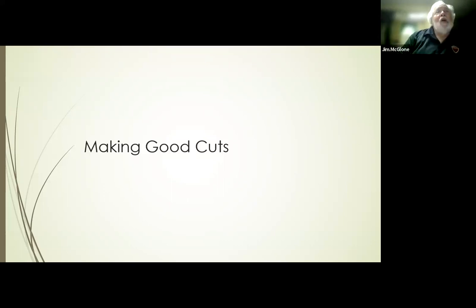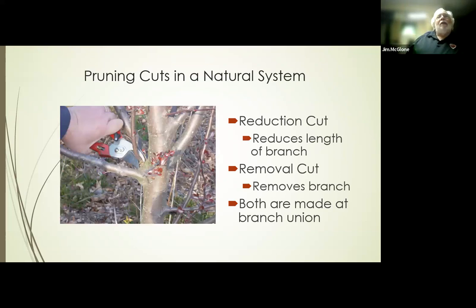Okay. When we are making cuts in the natural system, there are only 2 types of cuts we make. One is a reduction cut. And remember, we are pruning at a branch union. So with a reduction cut, what we are doing is reducing the length of the larger branch. It's sometimes called cutting back to a lateral. With removal cuts, we are removing the smaller branch at that union. And like I said, both removal and reduction cuts are made at branch unions.